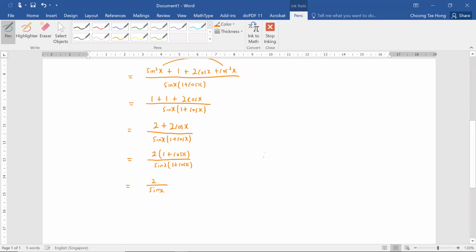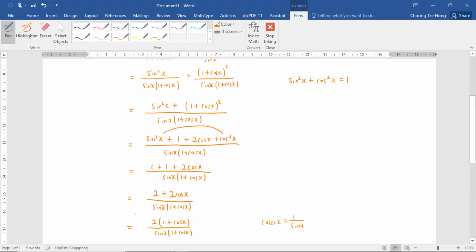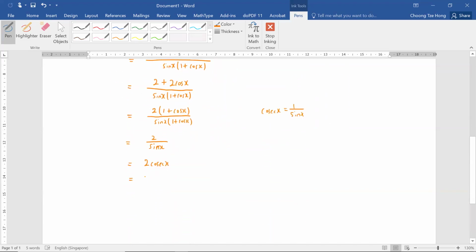We know that cosecant x is 1 over sine x. So this 1 over sine x will now become 2 cosecant x. So we have managed to successfully show what we need on the right-hand side.